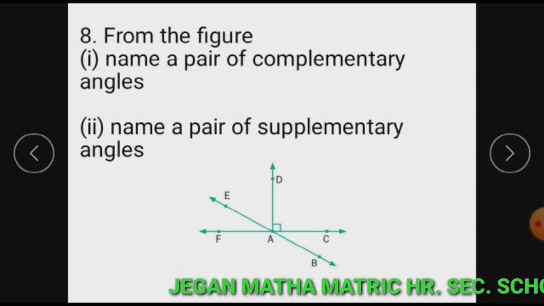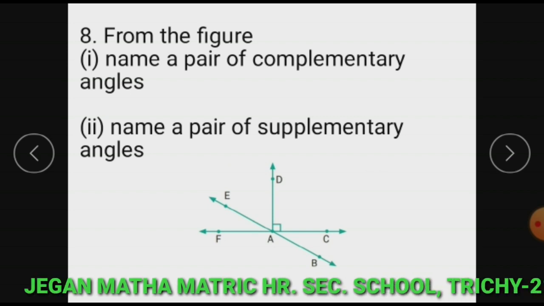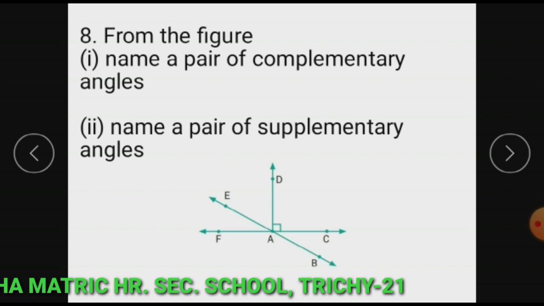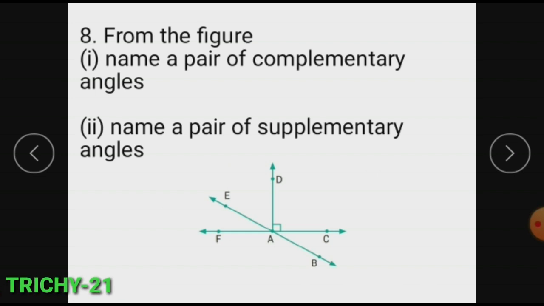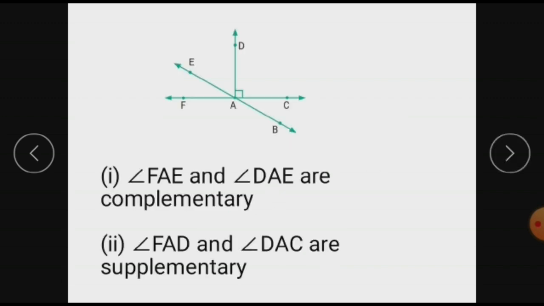Question number 8. From the figure, subdivision 1, name a pair of complementary angles. Subdivision 2, name a pair of supplementary angles.